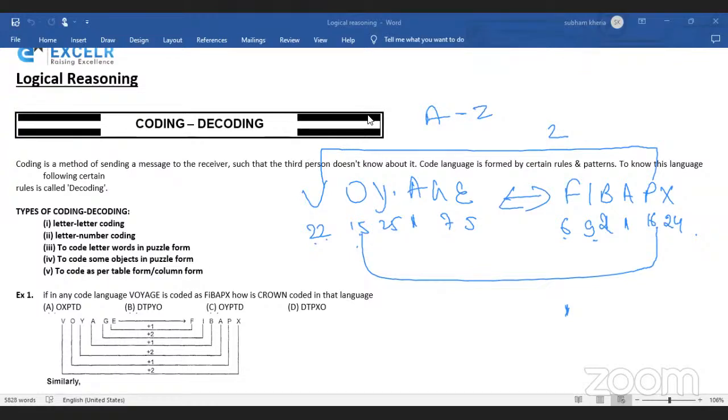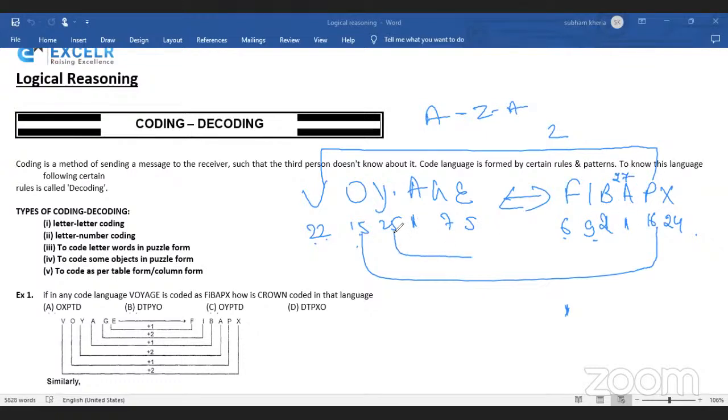Tell me, if A to Z gets over, what will come after Z again? A will come. And if Z is 26, now what will be the next A? 27, yes. So A will be written as 1 and also as 27. This you have to understand.